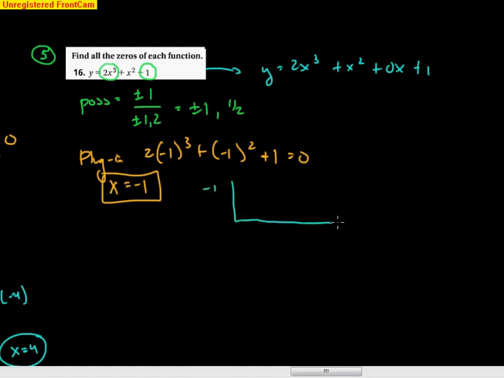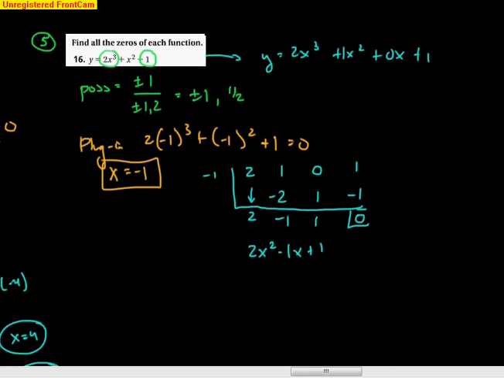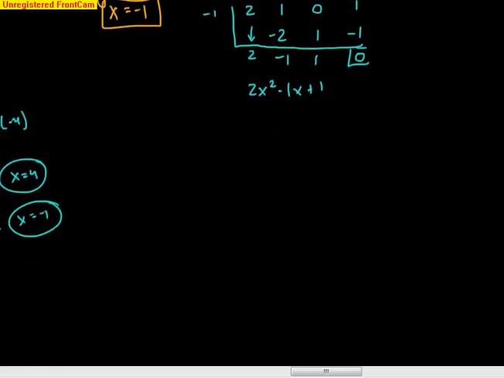So negative 1 goes on the outside of my synthetic division. My coefficients are 2, 1 for the x squared, 0 for the x, and 1 for the constant. There's my remainder box. Bring down the 2, multiply diagonally negative 2, combine down negative 1, multiply diagonally 1, combine down positive 1, multiply diagonally negative 1, and combine down 0. And there's that remainder of 0. That means that this was truly a root, and you have a polynomial as a result, 2x squared minus 1x plus 1. And we will use the quadratic formula to find the other 2 roots.